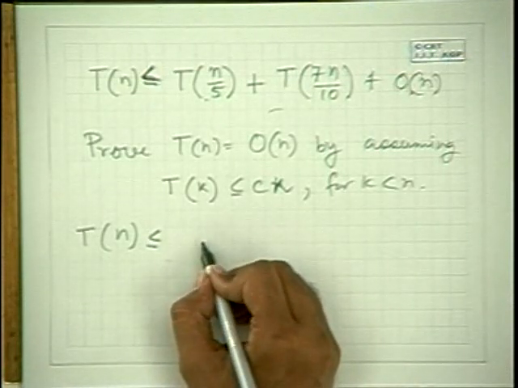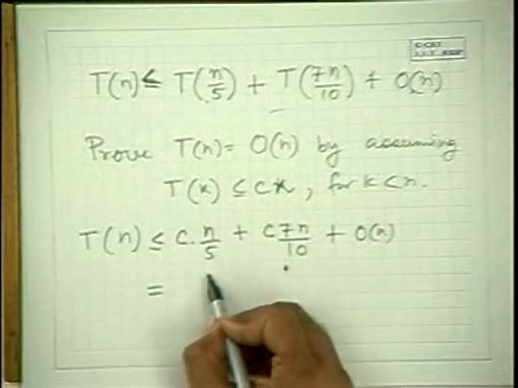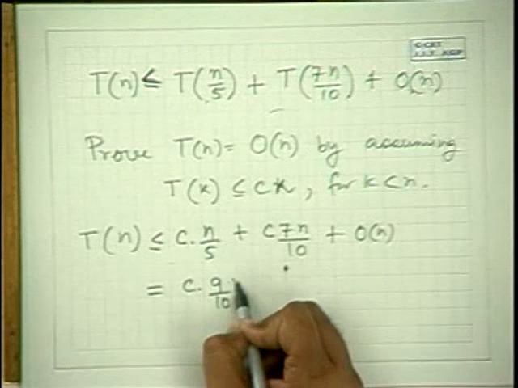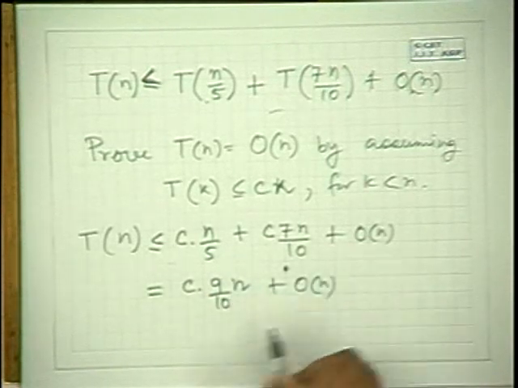Tn is less than or equal to C n by 5, 7n by 10, plus order n. This is equal to C times 9 over 10 n plus order n.